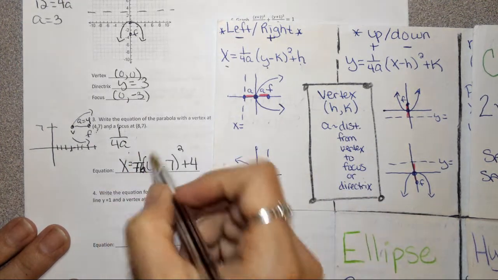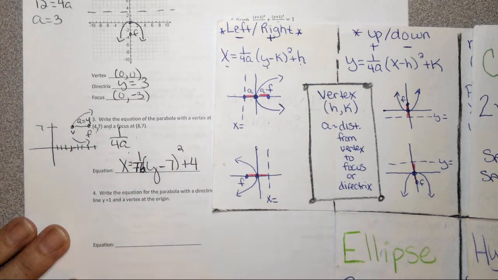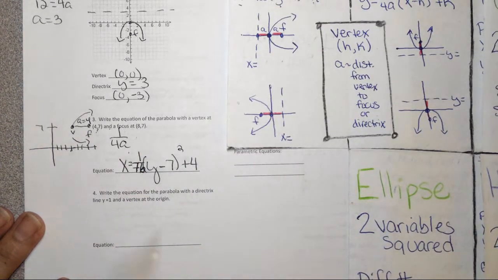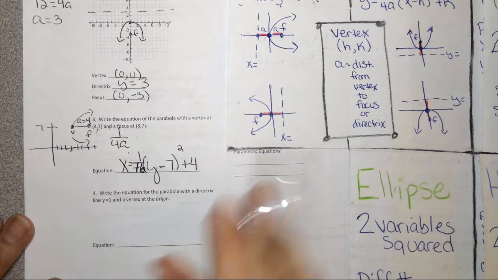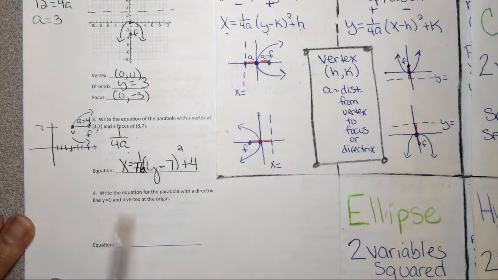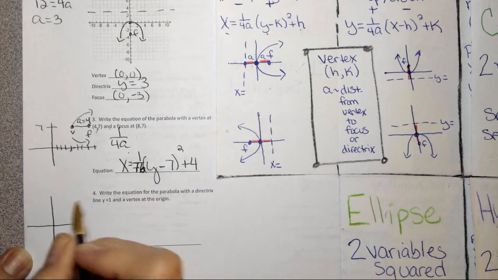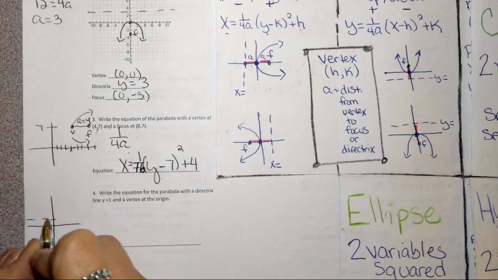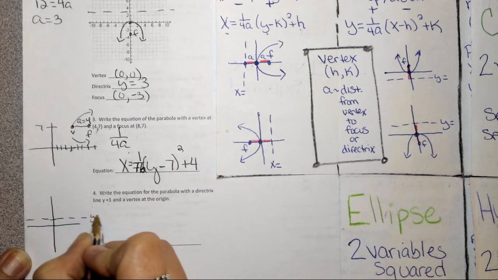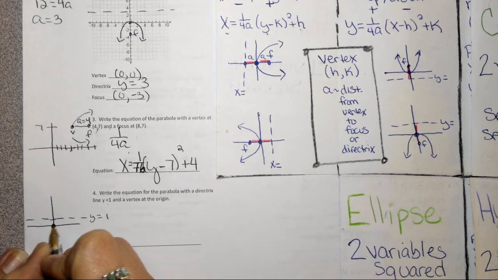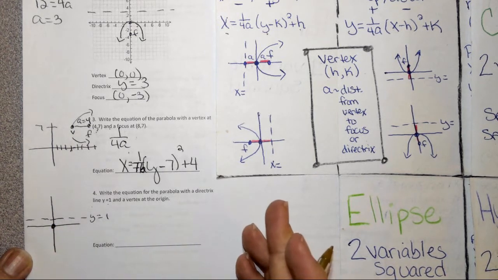So that's 1 over 16, y minus 7 squared plus 4. Number 4 wants me to write the equation of a parabola again, so I'm still using this part of my foldable with the directrix at the line y equals 1. So the line y equals 1 is a horizontal line, and a vertex at the origin. So I'm not going to need any parentheses.